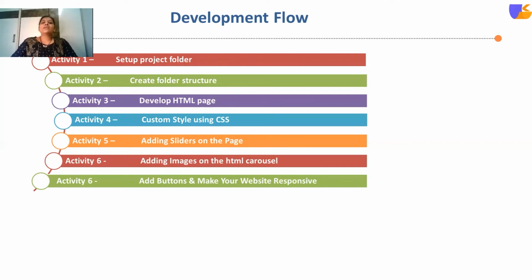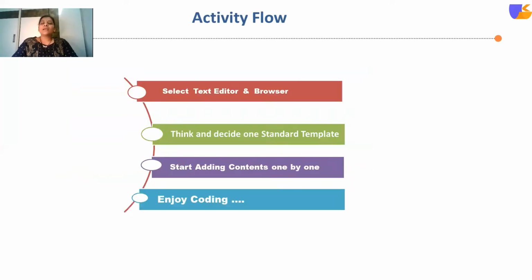The next thing is, you have to add the sliders into your page, then add images in the HTML carousels. Then you have to add the buttons and make your website more responsive and interactive. So this is the entire development flow which you have to consider. Now let's have a look at the activity flow, that is how you are performing this.